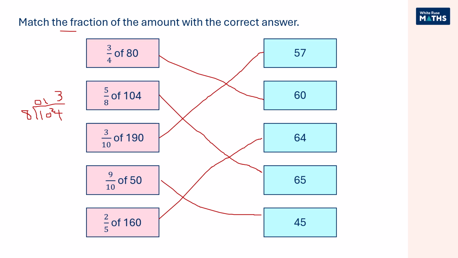Just as a recap, guys, we divide by the denominator and then we multiply by the numerator. That's how we work out a fraction of an amount.